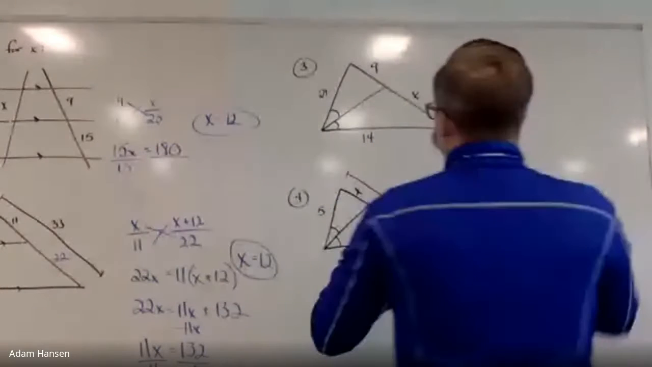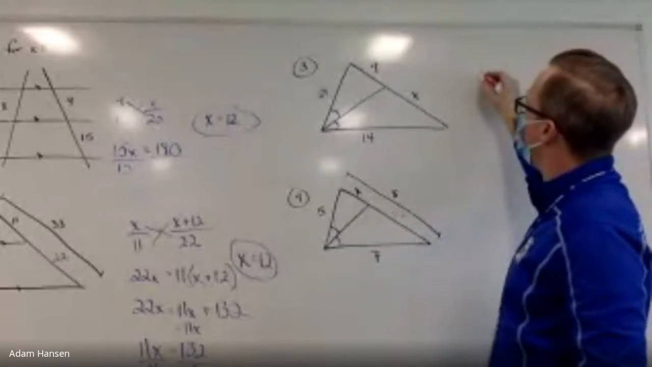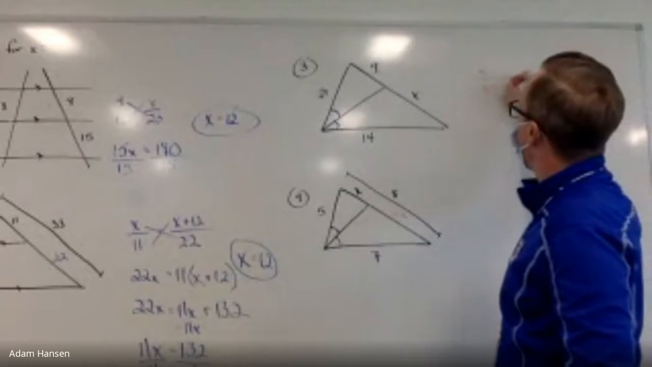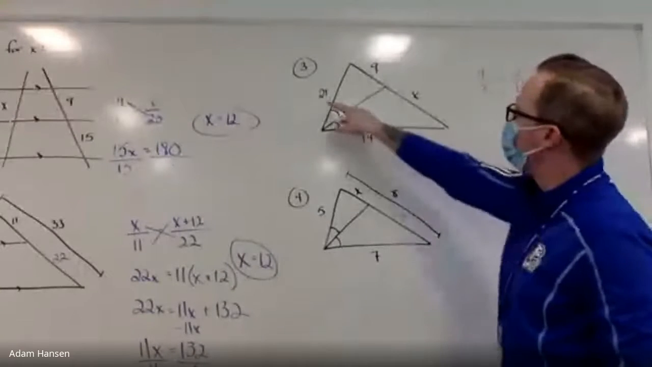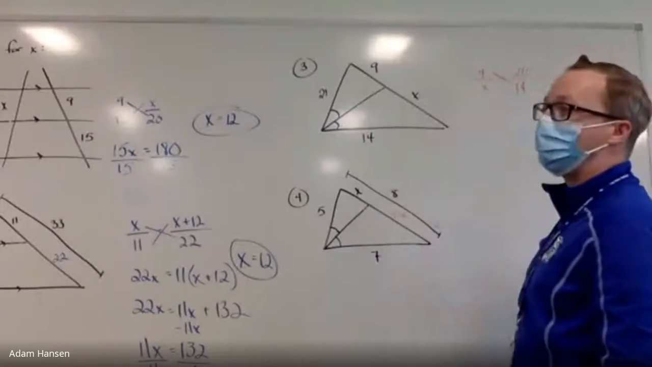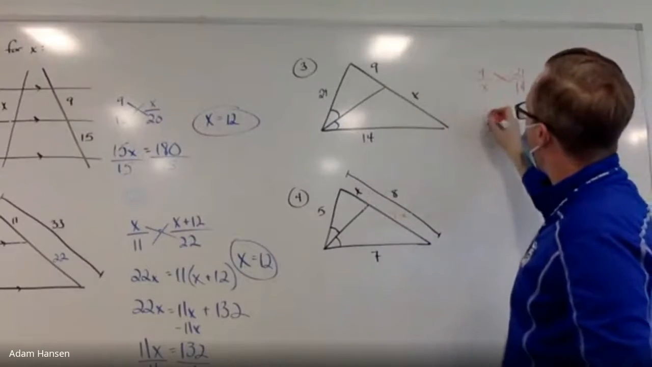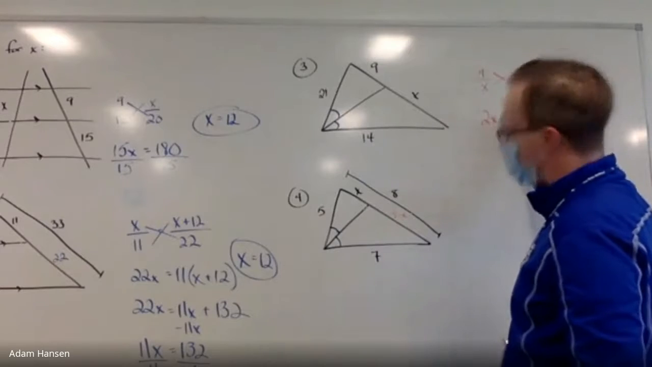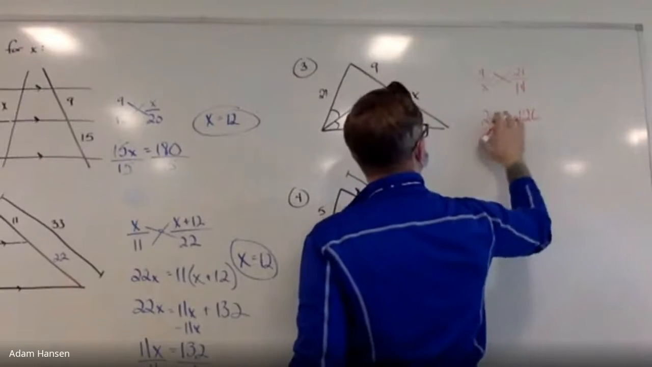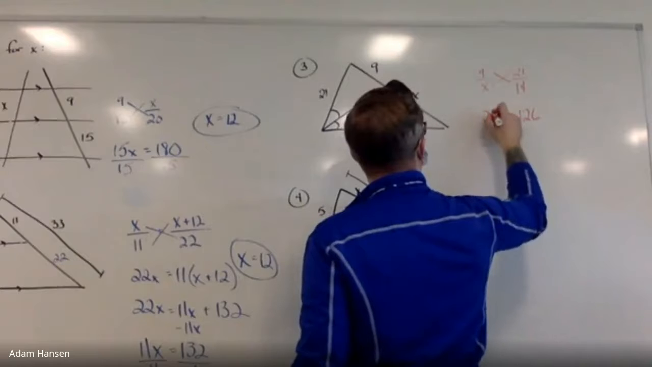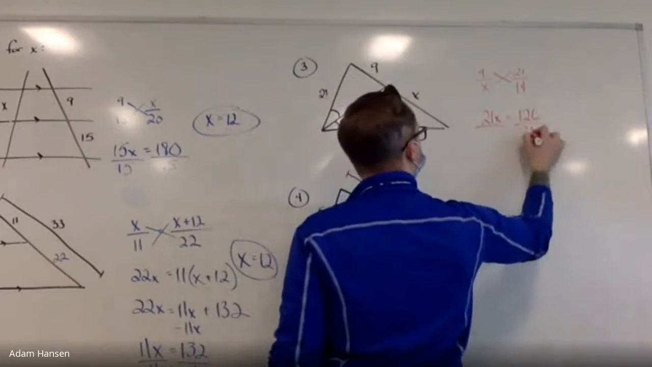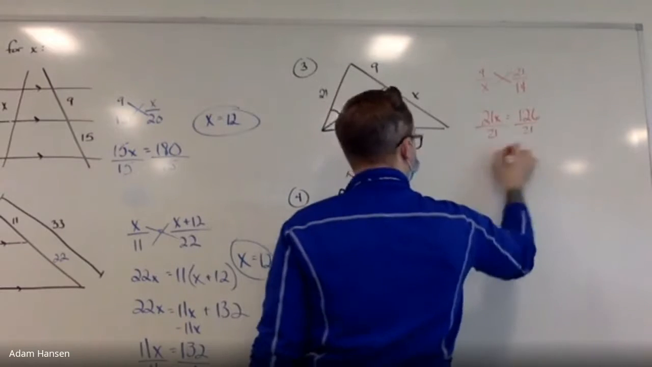Max, what's your proportion for number 3? I got 9 over x to 21. Sure, 9 is to x as 21 is to 14. I was thinking 21 is to 9 as 14 is to x, but it's all the same because when you cross multiply, you'll match the same two pairs. So 21 times x. What's 9 times 14? 126. So cross multiply to make 21x equals 126. Divide by 21. We get 6 again.